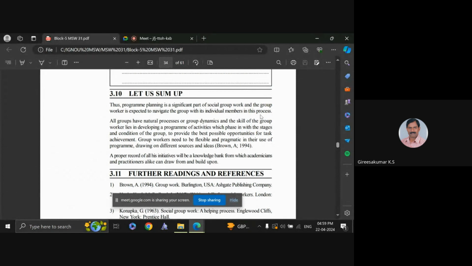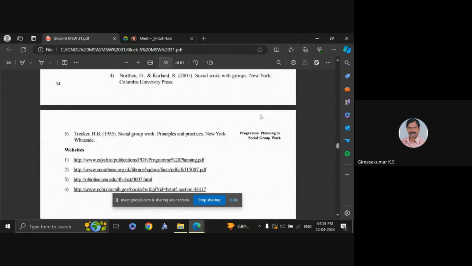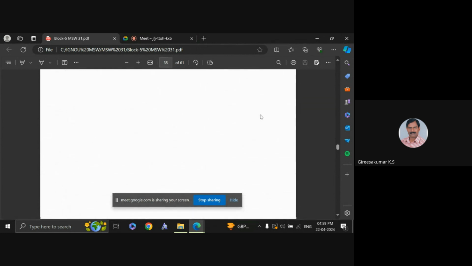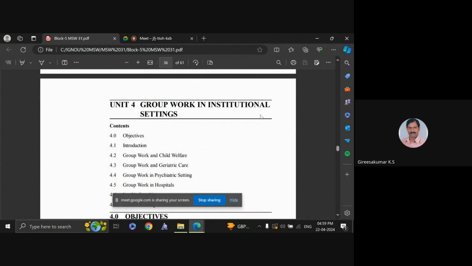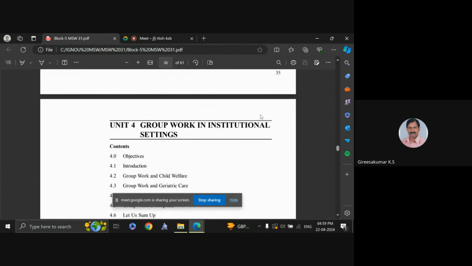Yes, these are all unit 3. Now we pass on to unit 4. Units 4 and 5 are there. We can finish it. There are 5 units in block 4, so that MSW 31 will be over.